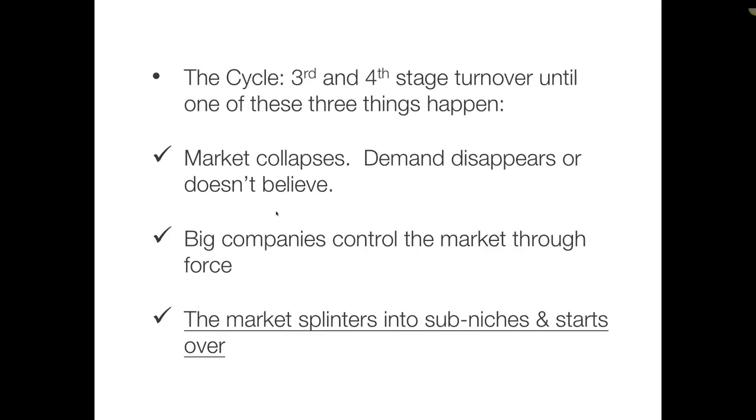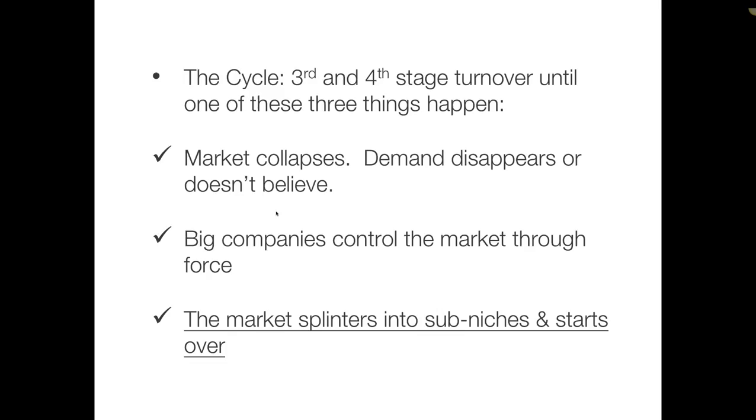So this is the cycle. 3rd and 4th stage will continue to turn over until one of these 3 things happens. Either the market collapses and the demand disappears or doesn't believe your claims anymore. This is what happens when either the claims have been overdone and people just don't believe them. You start seeing some issues with internet marketing in this stage. And the only thing that keeps the market going is an addictive nature or a really, really bad primal desire that's driving the market, or a constant influx of new people into the market. You start noticing that as well.